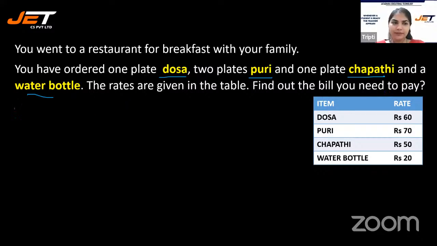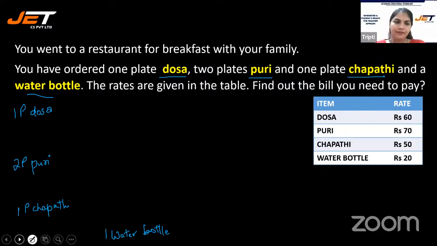1 plate of dosa, it's there. And then 2 plates of puri, 1 plate of chapati, and 1 water bottle. Okay, 1 water bottle. It's there. Okay. Now, let's see how to do it.